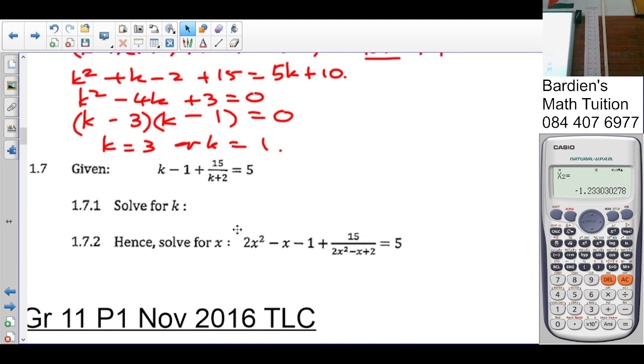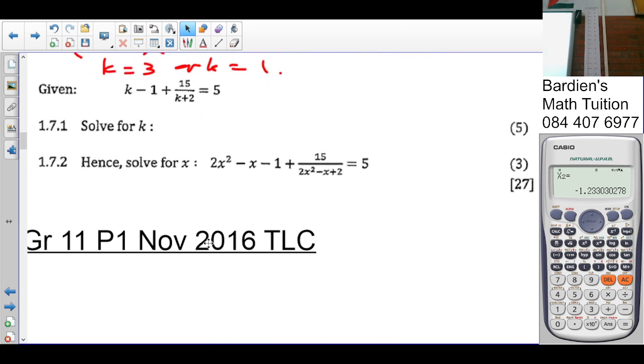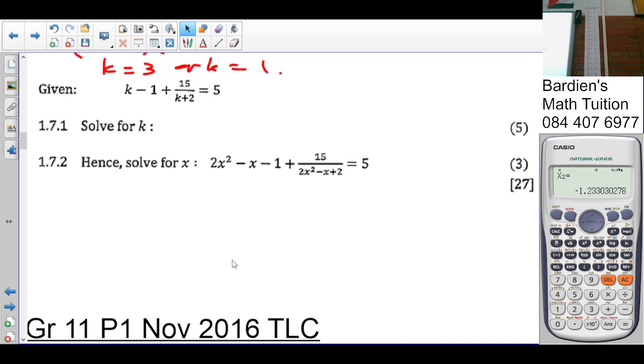Okay, so what do we note here in 1.7.2, we see that it says hence. If it says hence, what does that mean? Let's use the previous solution. Hence, solve for x. So what we notice is that in k's place, we got 2x squared minus x. Can you see that? There's the minus 1. There's the plus 15. In k's place, again we got 2x squared minus x plus 2 equals 5. Did you see that, people?